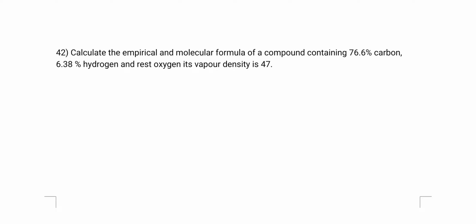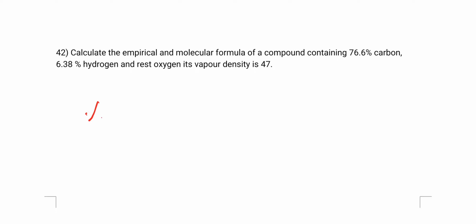Next question: calculate the empirical and the molecular formula of the compound containing 76.6% carbon, 6.38% hydrogen and the rest oxygen. Its vapor density is 47. First, look at what is given: carbon and hydrogen are given, and the rest is oxygen.